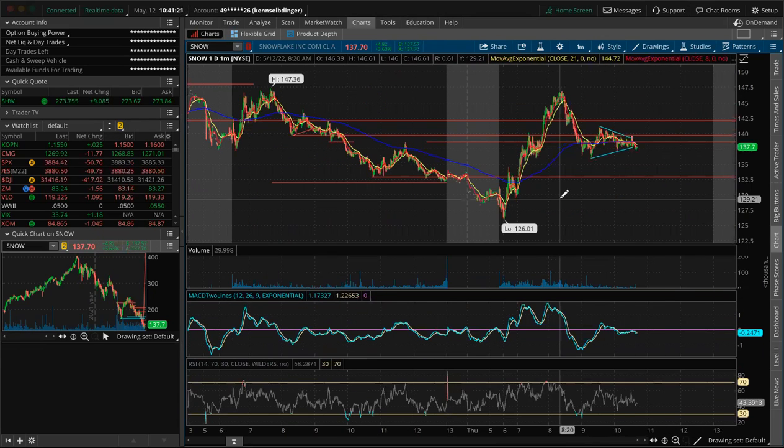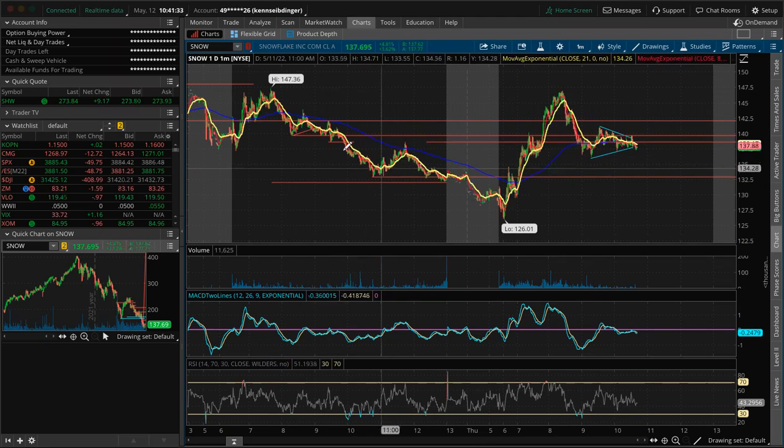So this happens to be SNOW, could be anything. And you can see I have my lines that I have drawn from many different sessions now because I've day traded this thing multiple times. So this over here to the left was yesterday's session. And then this light gray part is the after hours.